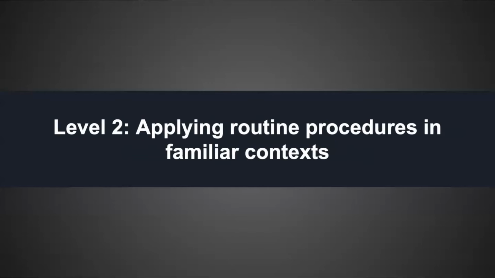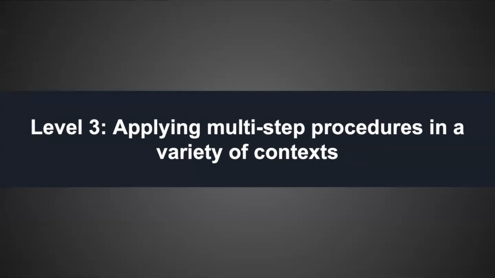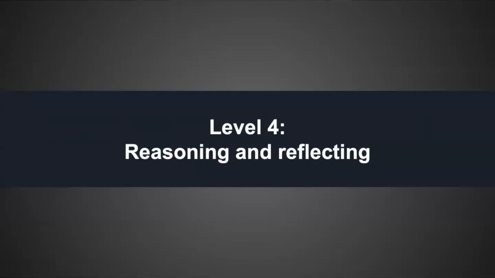When it comes to the overall allocation, about 30% of the overall allocation is going to be knowing. About 30% overall allocation is going to be applying routine procedures in familiar contexts, and 20% overall is going to be applying multi-step procedures in a variety of contexts, and about 20% is going to be reasoning and reflecting. So that is when you add paper 1 and paper 2.